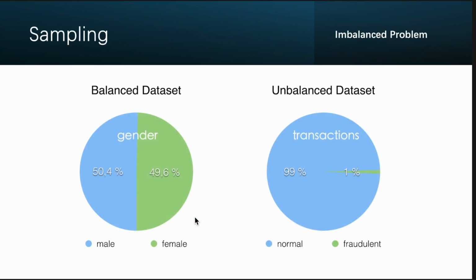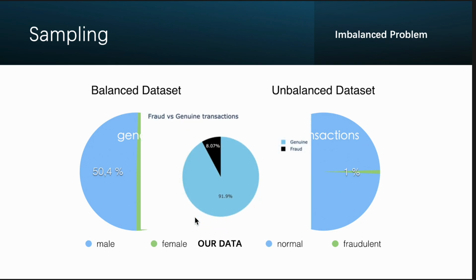In the sampling section, we know that credit card fraud detection is a typical imbalanced problem. The imbalance can lead to significant bias in our classifier, so we need to use a sampling method to address it.